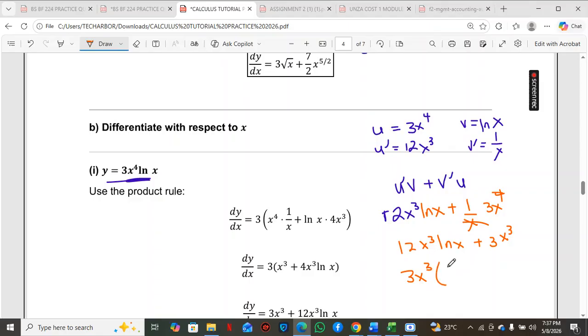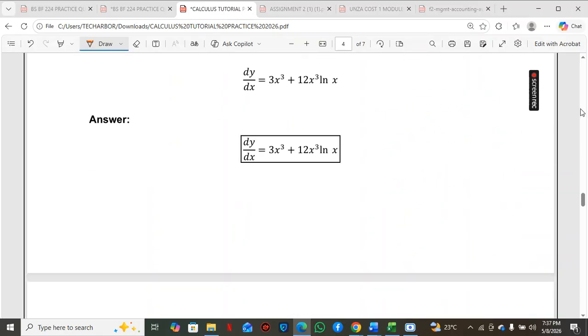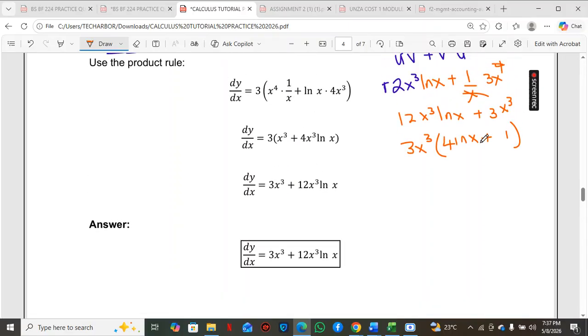12x cubed divided by 3x cubed. 12x cubed, natural log of x divided by 3x cubed. You're going to get 4 natural log of x plus 3x cubed divided by 3x cubed, that is 1. So here I've just factorized this expression, and you can leave the answer as it is there.